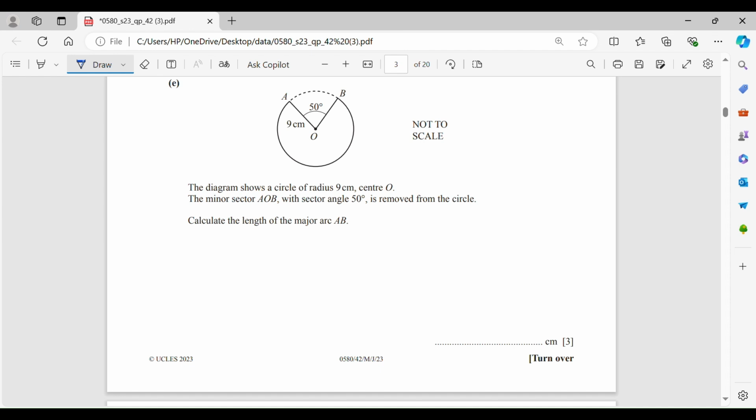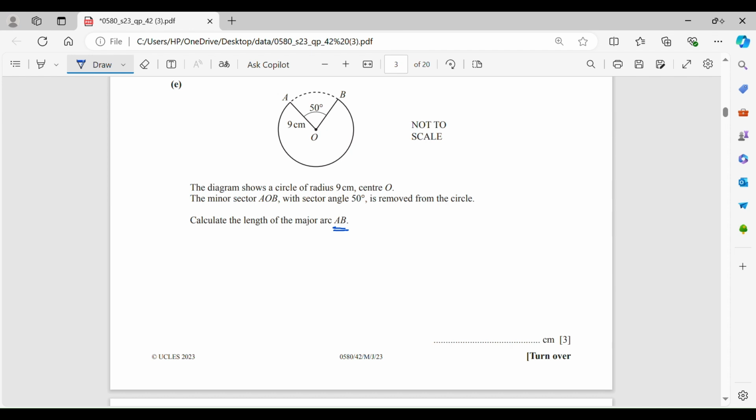So next is E part. The diagram shows a circle of radius 9 cm with center O. The minor sector AOB with sector angle 50 degree is removed from the circle. Calculate the length of major arc AB. So we need to find the major arc. So this angle will be 360 minus 50 degree, which is equal to 310.